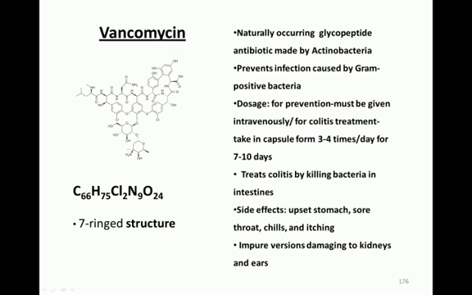Vancomycin. It's a naturally occurring glycopeptide antibiotic made by actinobacteria. It prevents infection caused by gram-positive bacteria. It treats colitis by killing bacteria in the intestines.